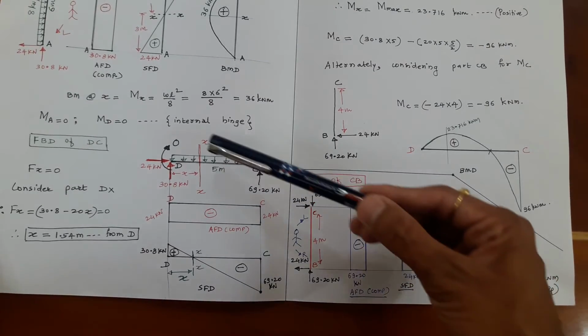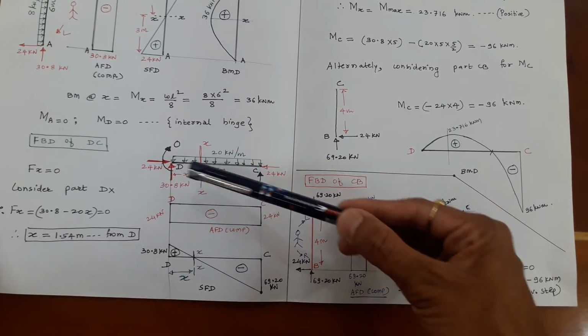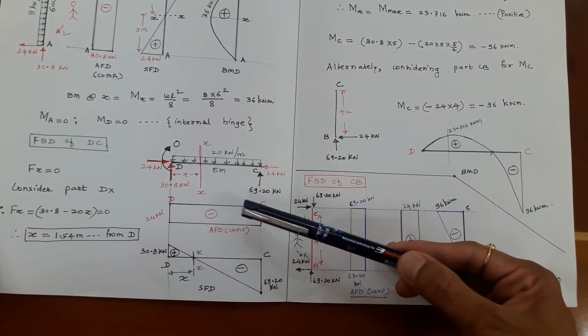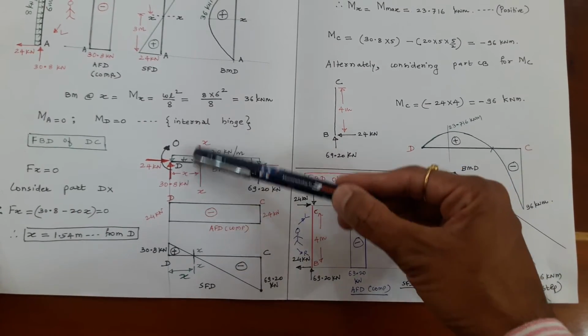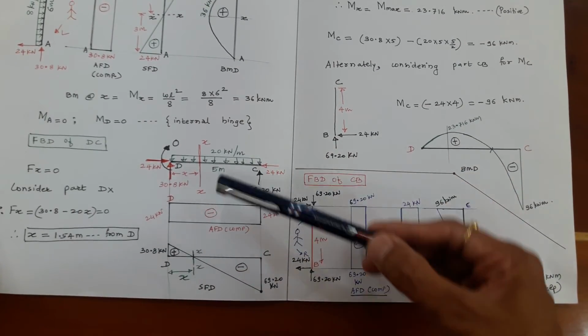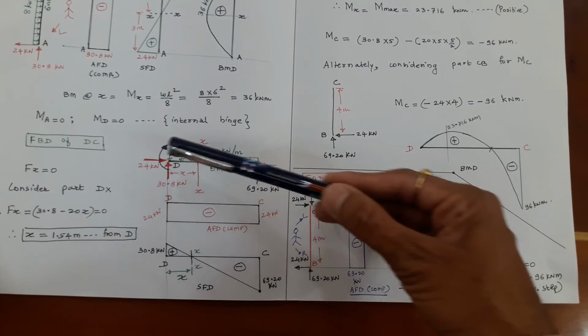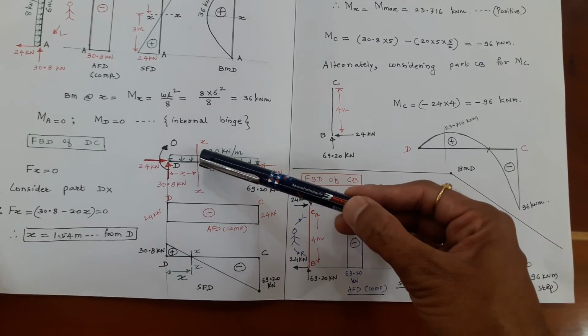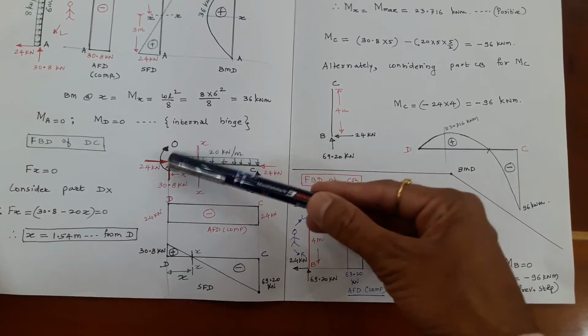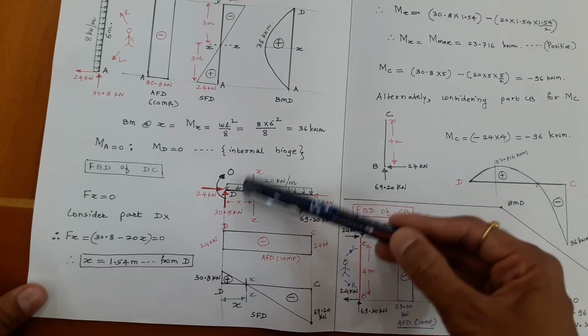Very simple. You just consider section xx here at a distance x from D and equate the shear force to 0. Now, the definition of shear force is either you consider one part or the other part. Let me consider part DX or XT, and let us calculate the shear force here.